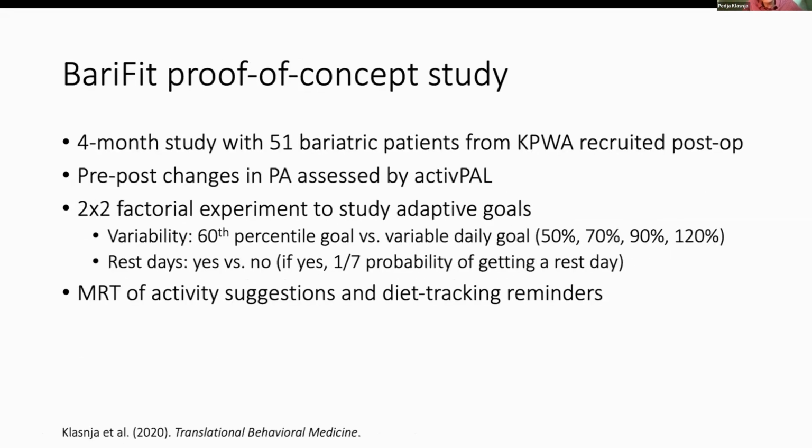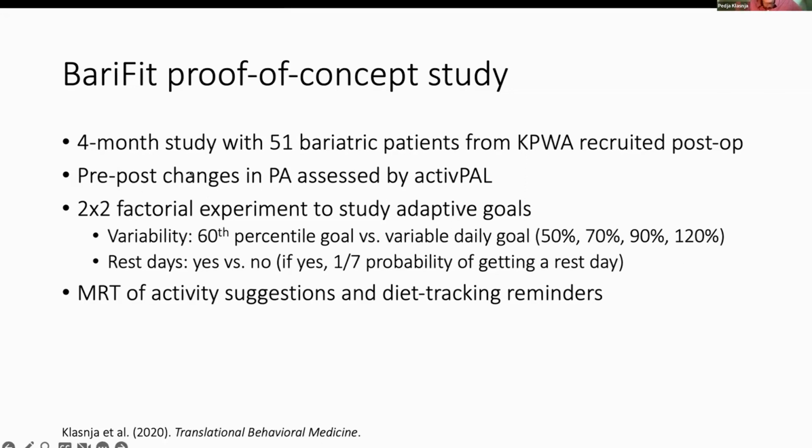And so what we did is we ran a 4-month study with 51 bariatric patients from Kaiser Permanente, and we did all the standard pre-post measures that you do in a feasibility study. But then we embedded both a factorial experiment to study adaptive goals, as well as a micro-randomized trial to study activity suggestions and diet tracking reminders.